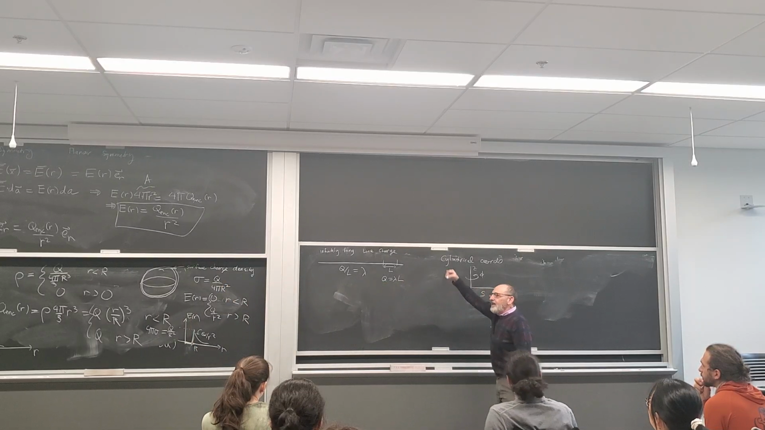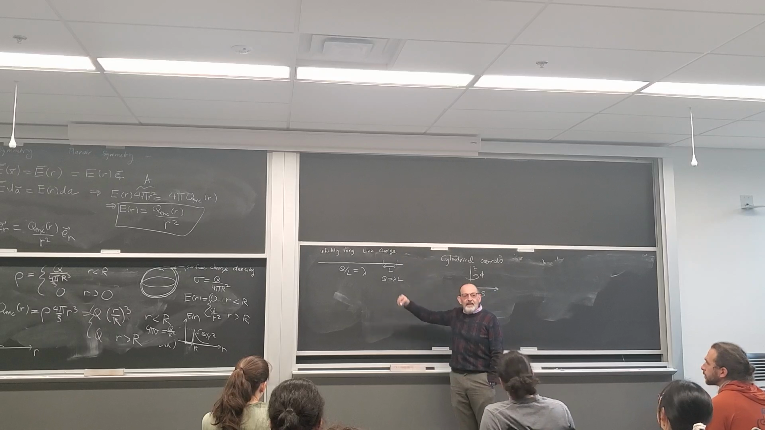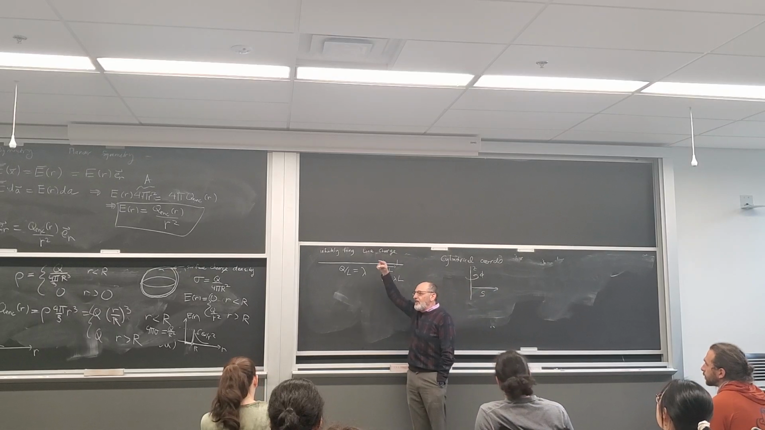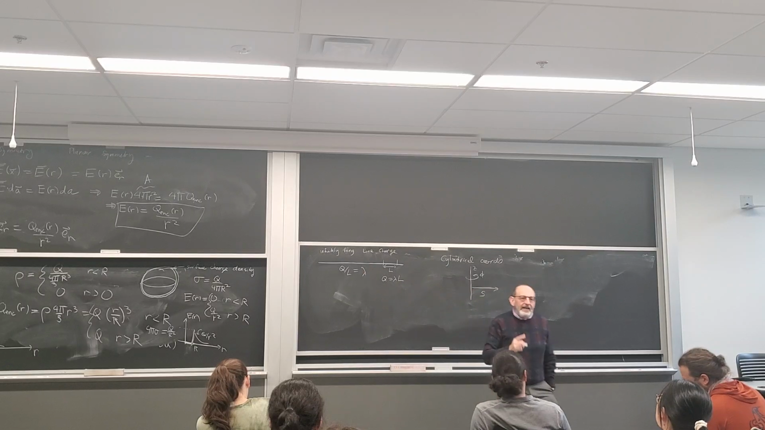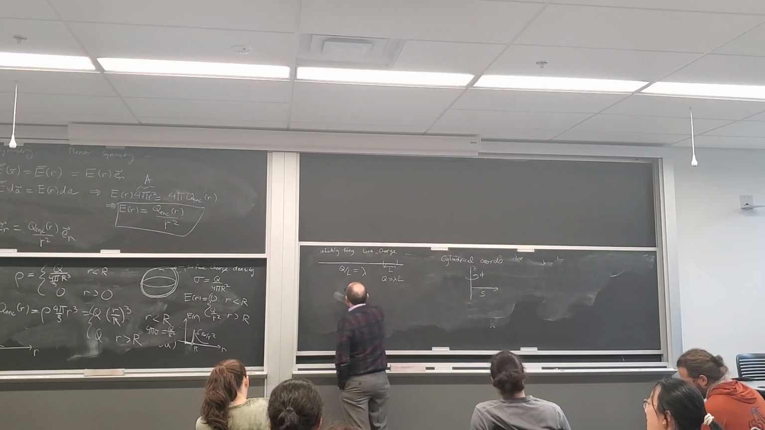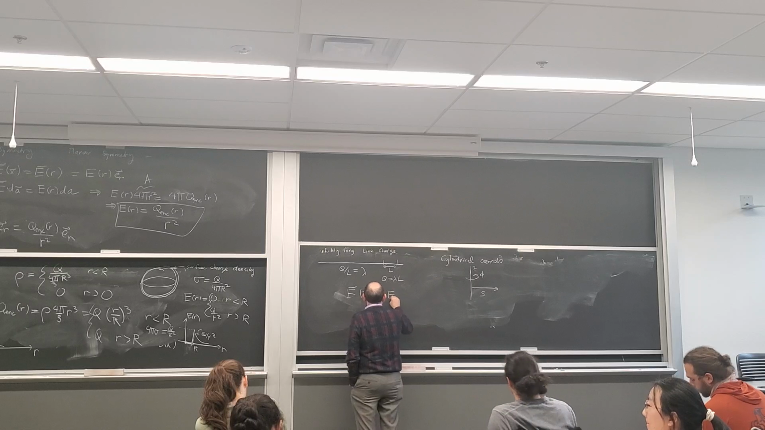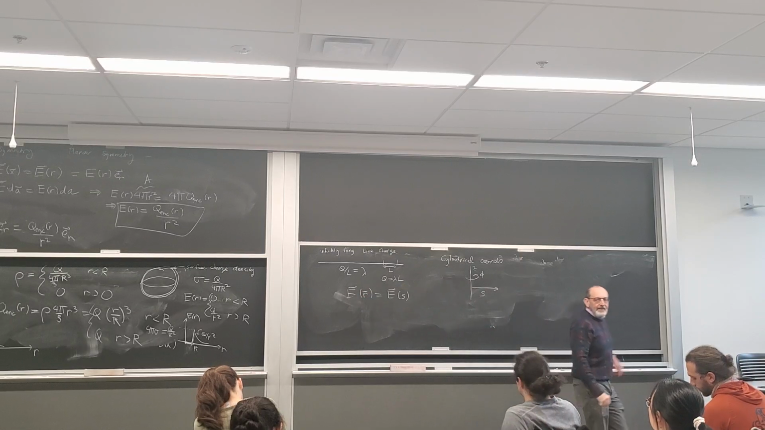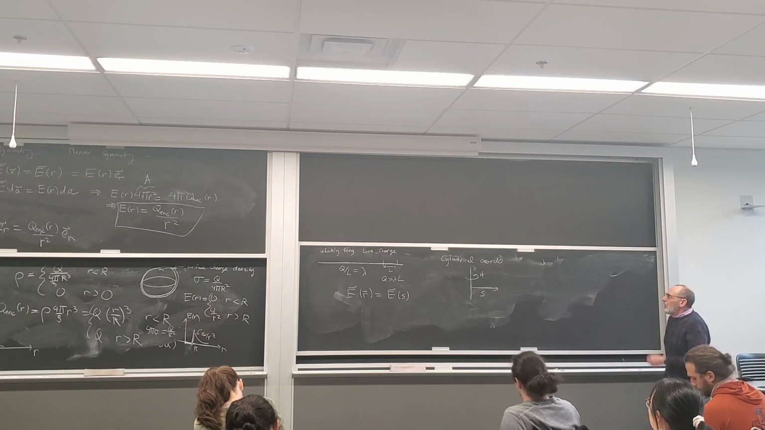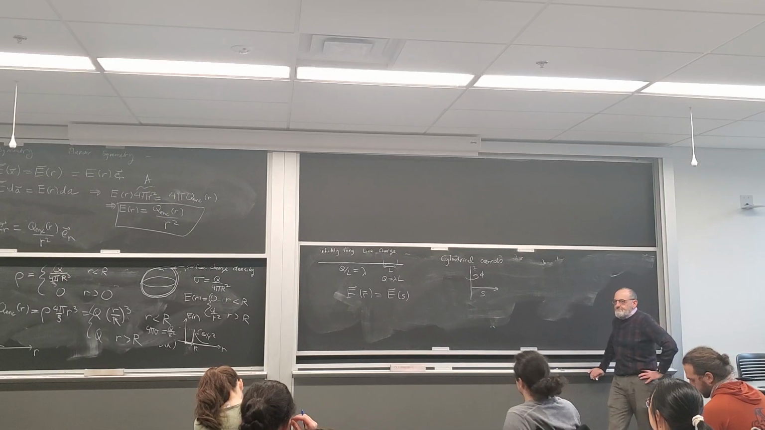Moreover, can it depend on phi? No. I mean, where am I in phi? There's no azimuthal dependence of this. So the only thing it can depend on is S. So the electric field, we know, can only depend on this cylindrical distance S from the origin, and it can't depend on Z or phi.